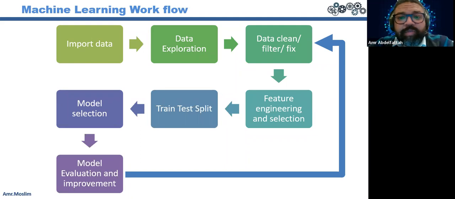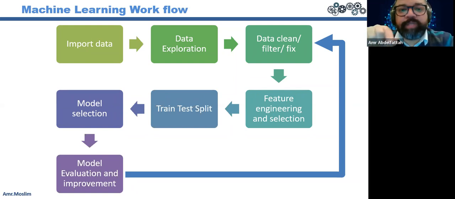Then you will start with cleaning and filtering and fixing the data. And this is what we call data wrangling. Both of them, data exploration and data cleaning, together are data wrangling. So you have to do data wrangling in order to make your algorithm run smoothly without any problems, but not only that, to make it work efficiently as well. Because some algorithms need the data to be on the same range, so you have to do standardization or normalization as we do in well logs.